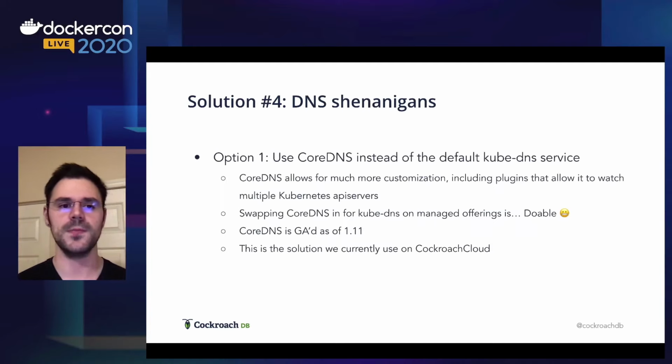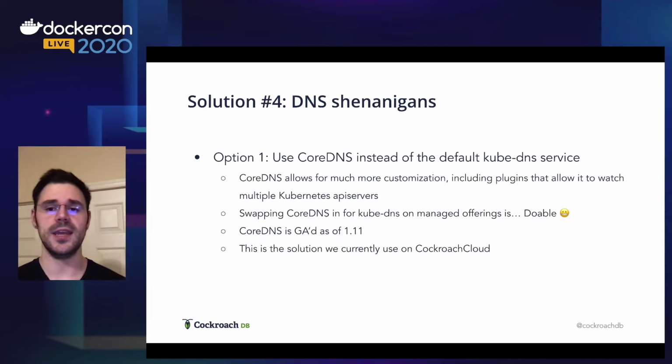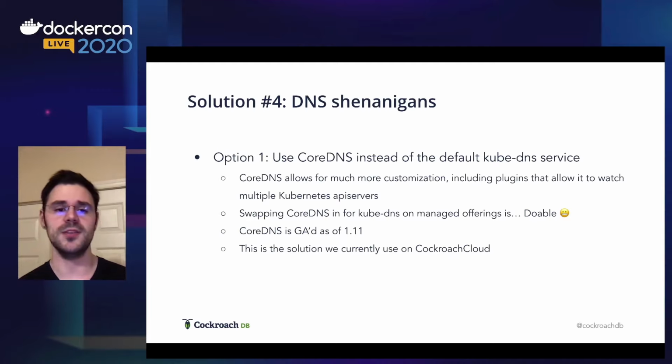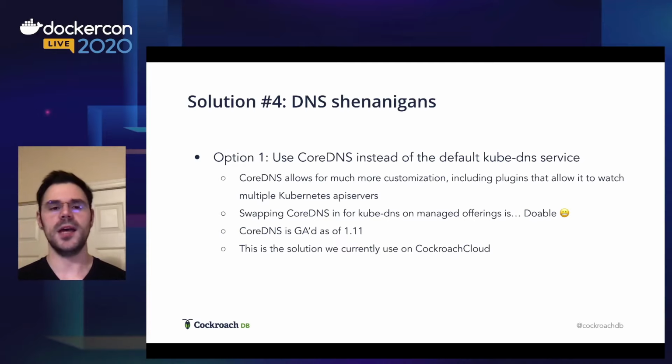So option number 1 is, instead of Kube DNS, we can use CoreDNS, as CoreDNS is going to allow much more configuration, and it's also going to let us have the ability to just point at multiple Kubernetes API servers. And that's just going to give us the ability to reference pods in other Kubernetes clusters, again, supposing that we have this pod-to-pod communication enabled.